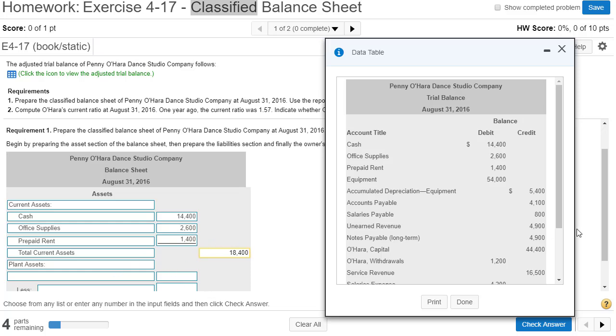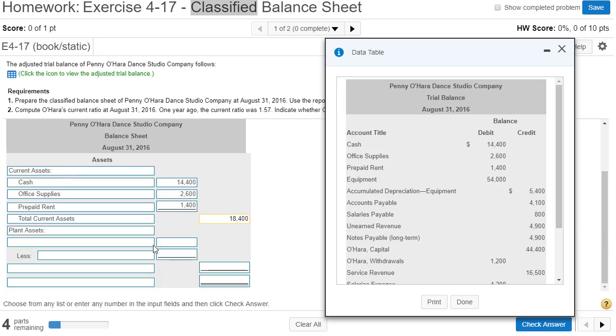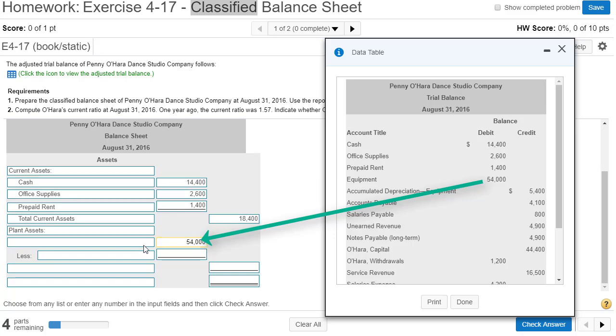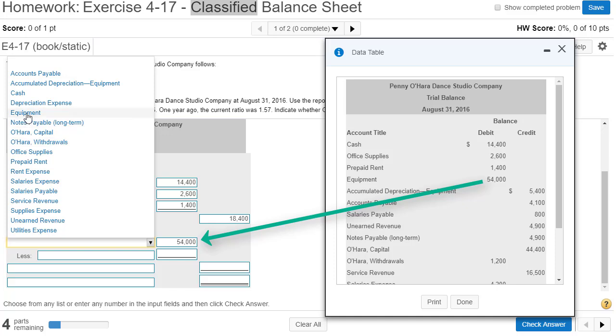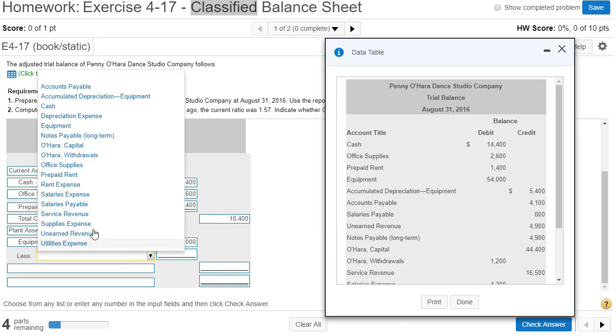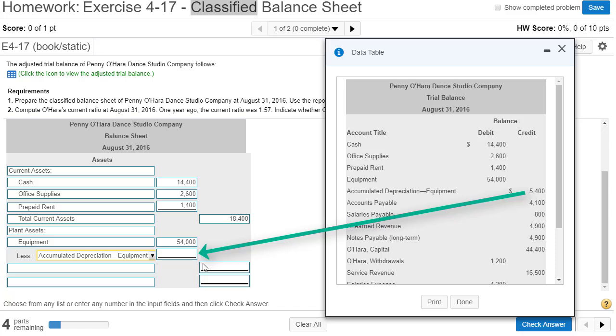Now we're going to go down. I'm going to scroll down. Now we need our plant assets. So we got cash, office supplies, prepaid rent. So now we've got equipment, $54,000. That's how much the equipment cost us. And then whenever we have an asset that depreciates, right next to it will be its accumulated depreciation account. So accumulated depreciation is $5,400.